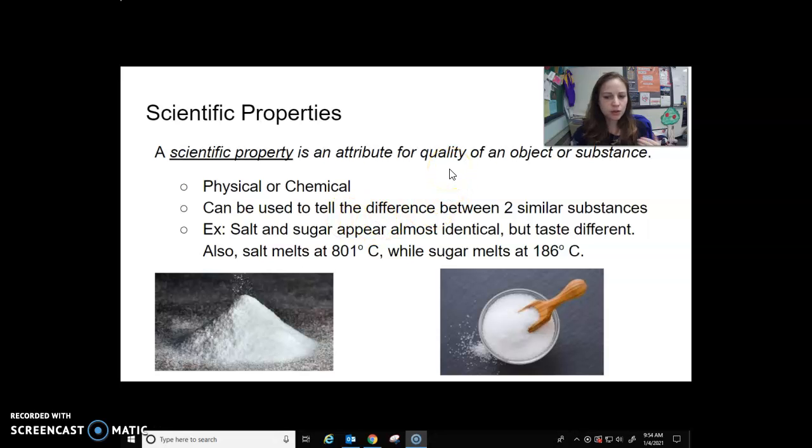So the basic idea here is we have physical and chemical properties, and we can use these to tell the difference between two very similar substances. For example, to the naked eye, salt and sugar look almost exactly the same. They do taste quite different, but if you didn't want to taste, there are other ways to tell them apart. For example, salt melts at 801 degrees Celsius, while sugar melts at just 186 degrees Celsius. So you could heat them both. Whichever one melts first is the sugar. I'll leave you to guess which is which here.